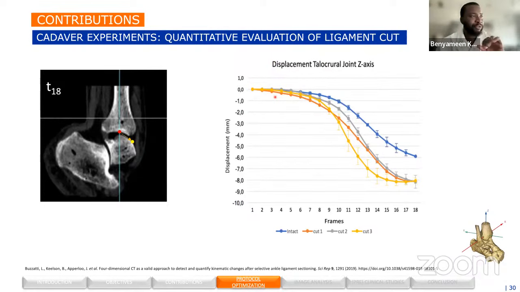And here, there were a lot more results. I'm actually just showing one particular one. So in blue is the intact scenario, so when all the ligaments are intact. And the other graphs show the different lesions introduced on the ligament. And you can tell that we can also quantitatively describe the impact of cutting these ligaments, even though we're using a very low dose protocol, which significantly spares the patient of radiation dose.